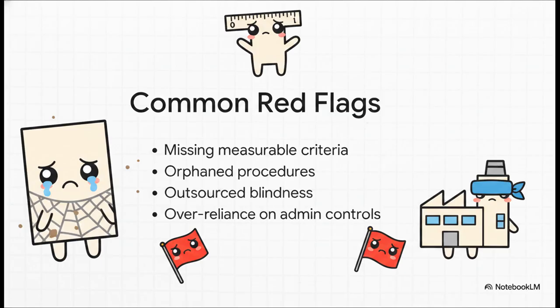These are those beautifully written documents that sit on a hard drive somewhere but are completely ignored by the actual operators. Third is outsourced blindness, which is just blindly trusting your suppliers to do the right thing without ever verifying their compliance. And fourth, an over-reliance on administrative controls. Simply telling people to be careful instead of actually engineering the risk out of the process. These are the specific red flags that will trigger nonconformances every single time.